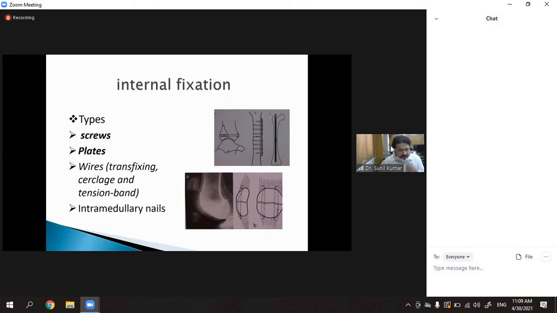Sometimes it's necessary to do internal fixation after the fracture reduction. Or if closed reduction is not possible, then we have to do the open reduction and internal fixation. Different methods are available for internal fixation in the form of screws, plates, wires, transfixing, cerclage wire, tension band wire, or intramedullary nails. These are the varieties for internal fixation.